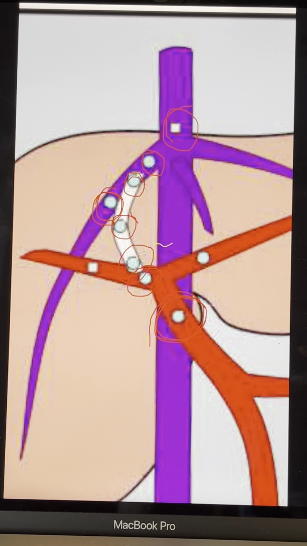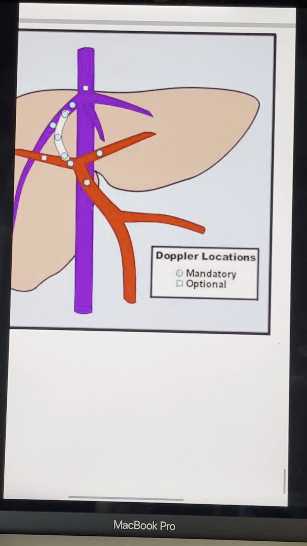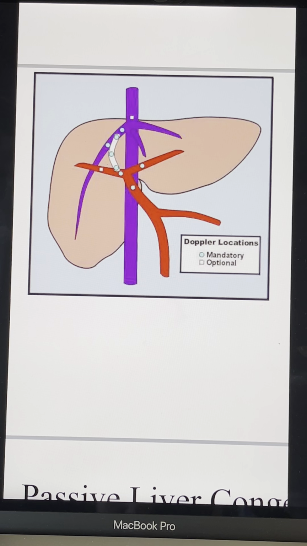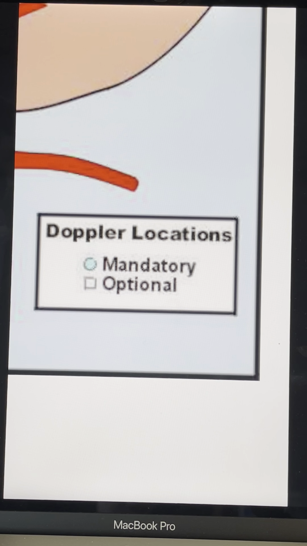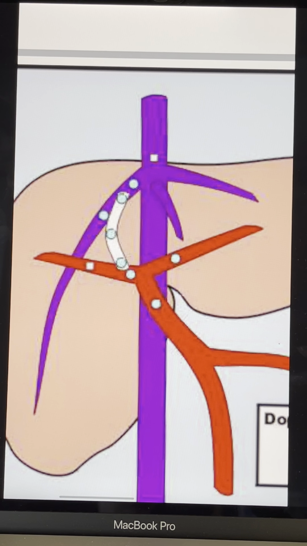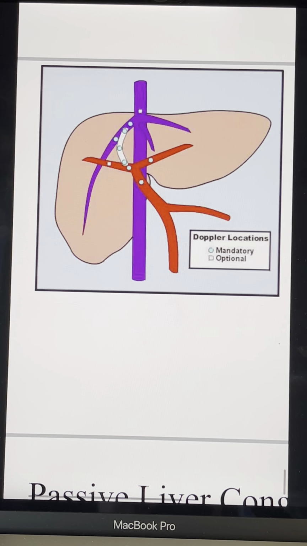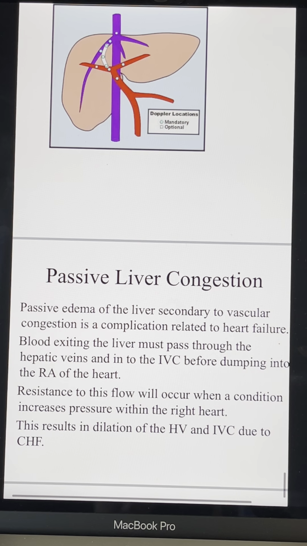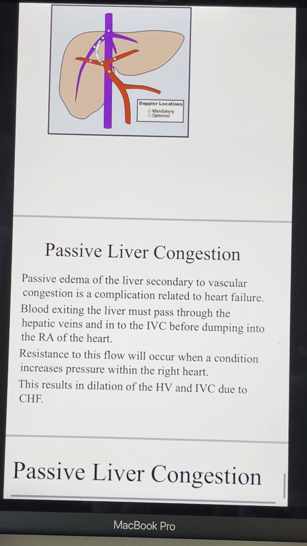Because it's a shunting, you have to take the waveform in right portal vein as well as left portal vein too. So there are multiple locations where you have to take the waveform with TIPS. So when you see this, it's mandatory for circles, optional for squares. So over here, IVC is optional, but many labs do IVC also. Any question on TIPS or shunting?